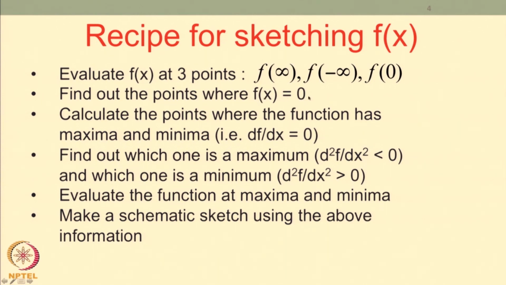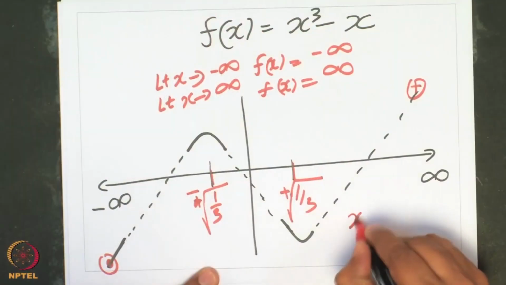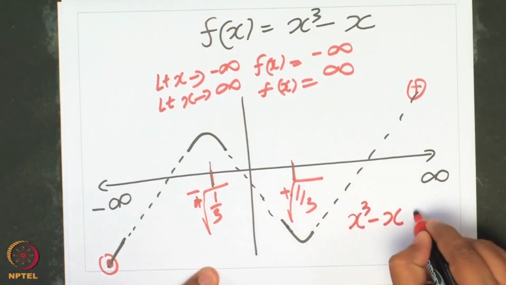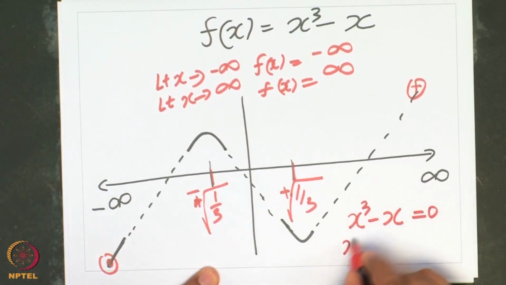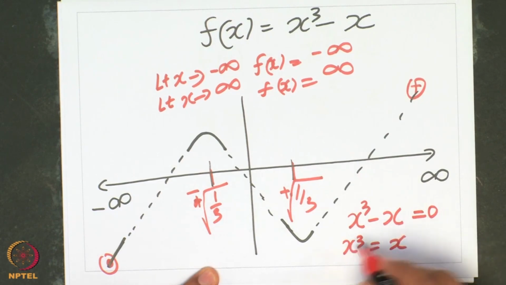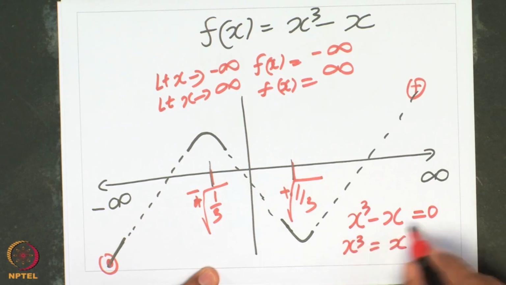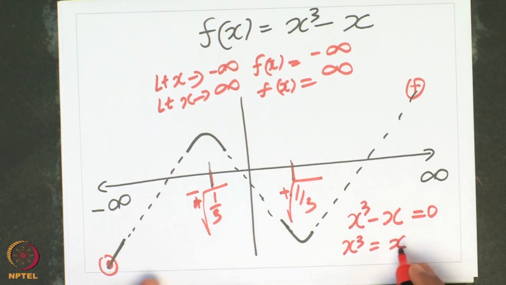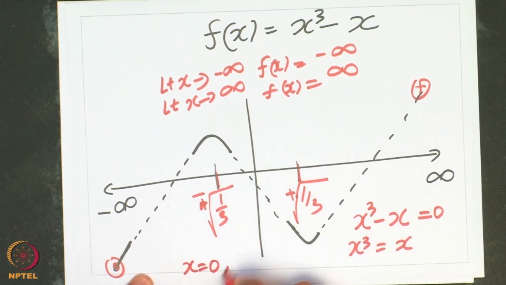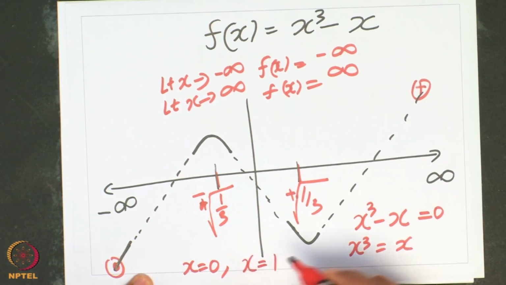So, let us come back here. We want to know where the function x cube minus x will be 0. That means x cube is equal to x, which is possible when both are 0, x is 0. When x is 0, x cube will be equal to x. So, one possibility is x equal to 0. When x is equal to 1, of course, 1 cube is 1. So, another possibility is x is 1.